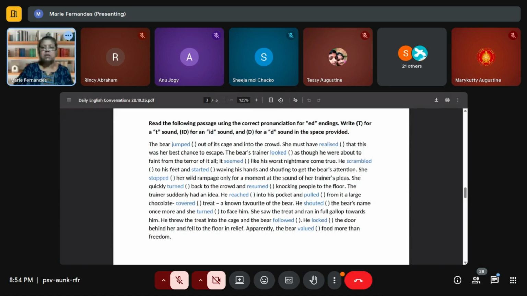He shouted the bear's name once more, and she turned to face him. She saw the treat and ran in full gallop towards him. He threw the treat into the cage, and the bear followed. He locked the door behind her and fell to the floor in relief. Apparently, the bear valued food more than freedom.